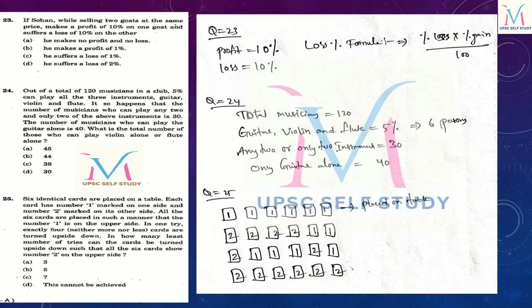So here what we have to do is subtract all these: 6 plus 30 plus 40 from 120. 6 plus 30 plus 40 we get 76. So if we subtract this 76 from 120 we get 44. So finally the total number of people who can play violin alone or flute alone is equal to 44.